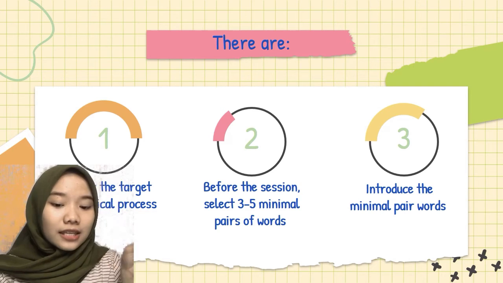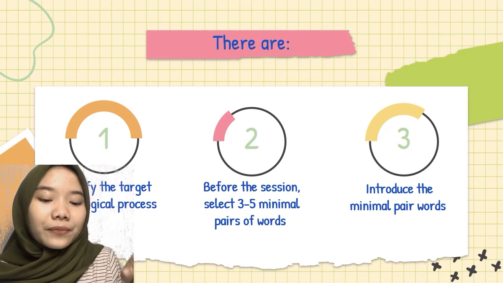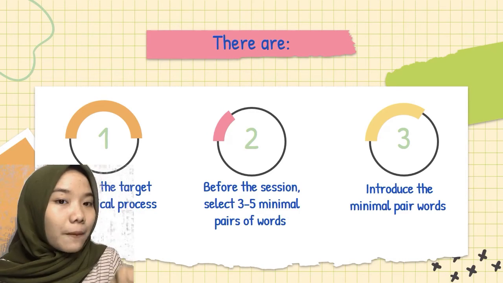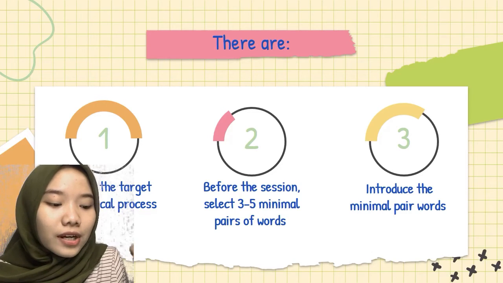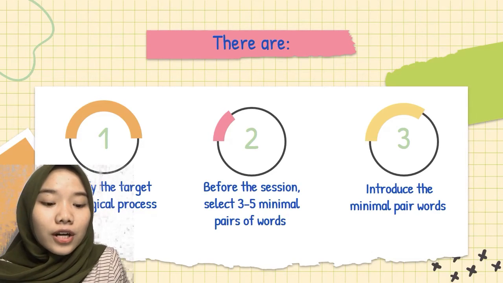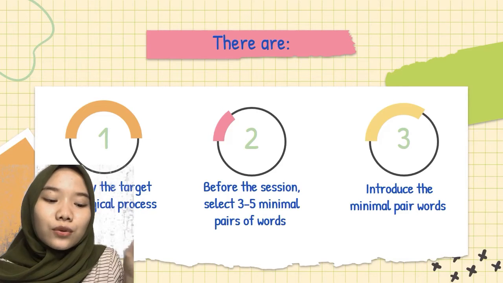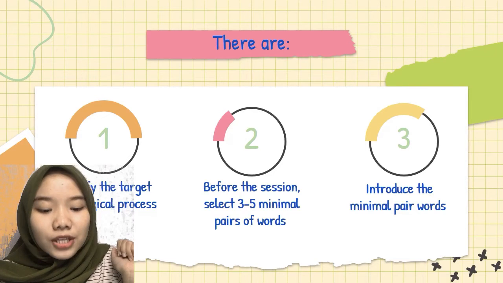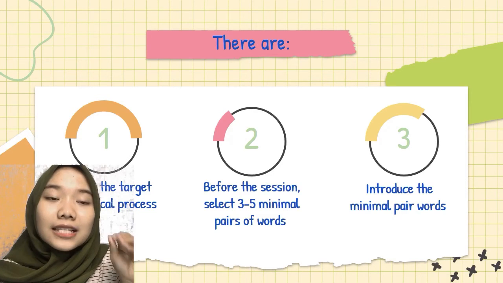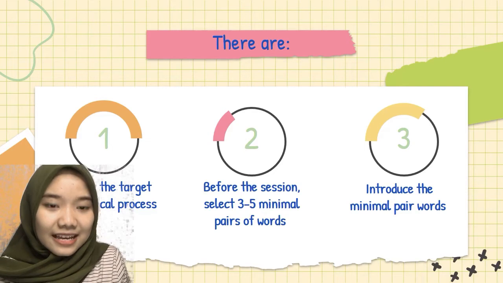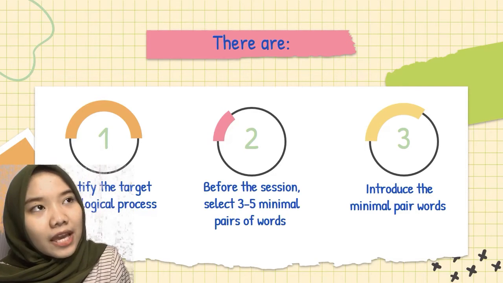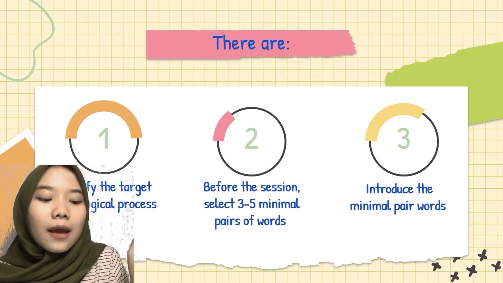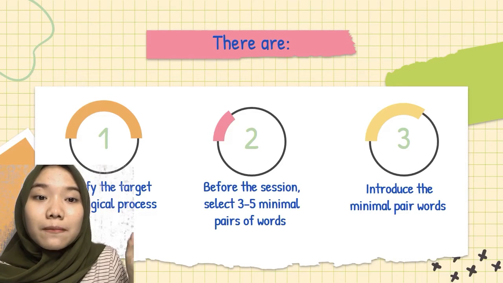Okay, the next is two. Before the session, select between 3 and 5 minimal pairs of words that contrast the paired phonemes. According to research, only 3 to 5 word pairs are needed to make a permanent change in a child's phonological system. In Ben's case, we can choose pig, big, pie, buy, park, bark, peg, bag, p, b.